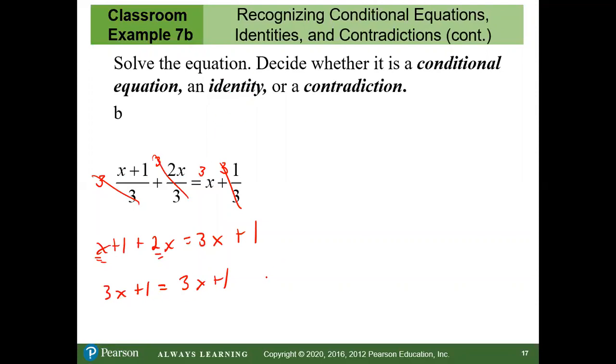There is your identity situation. So this is going to be all real numbers. So that's the symbol that we use for real numbers. It looks like 2 bars with an R like that. Okay. So this is an identity.